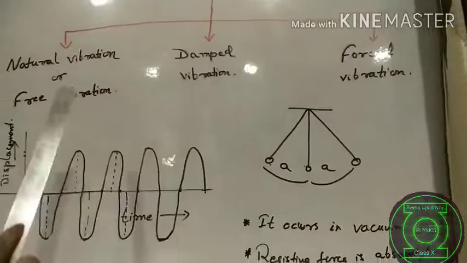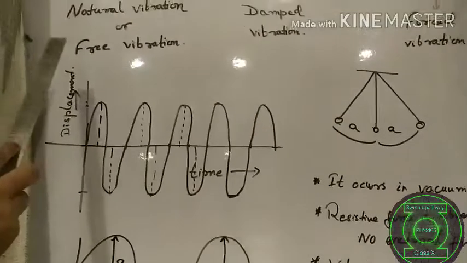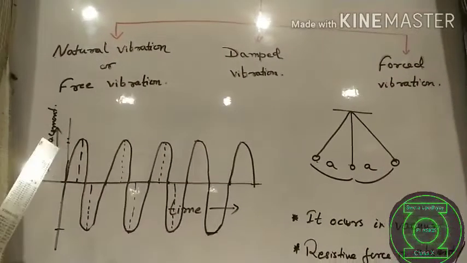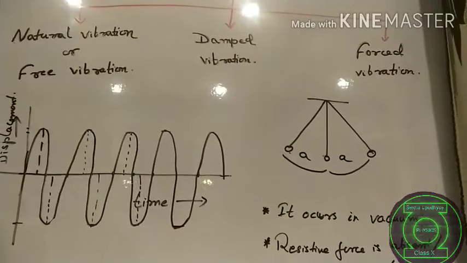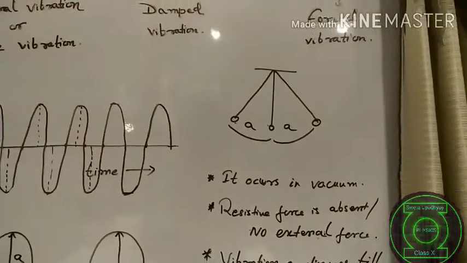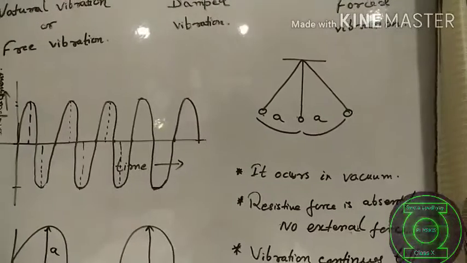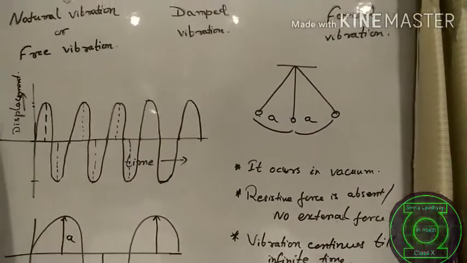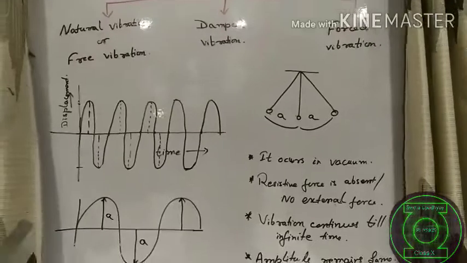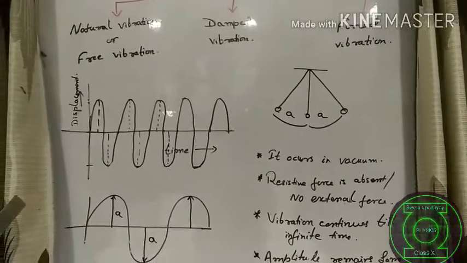Natural vibration is the periodic vibration of a body in the absence of any external force on it. These are called natural or free vibrations. The periodic vibrations depend on the shape and size of the body. The time period of the body is called its natural period, and the frequency is called its natural frequency.